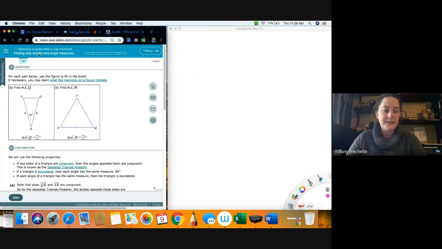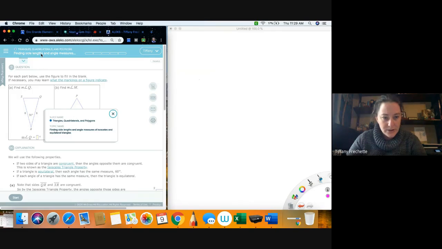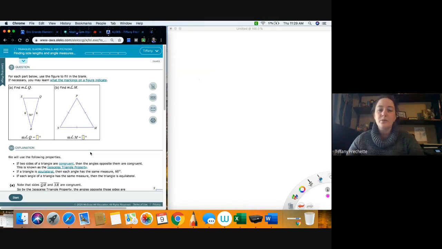Finding side lengths and angle measures of isosceles and equilateral triangles. All right, so first we need to know what an isosceles triangle is and what an equilateral triangle is.